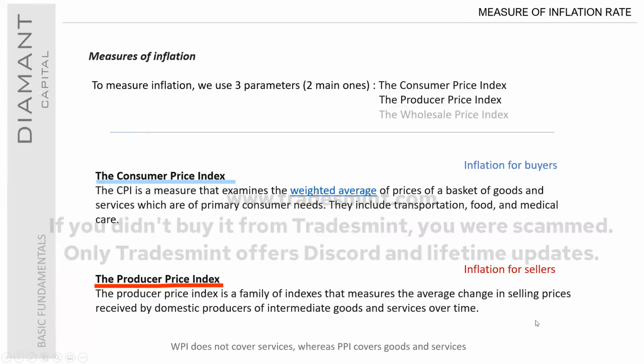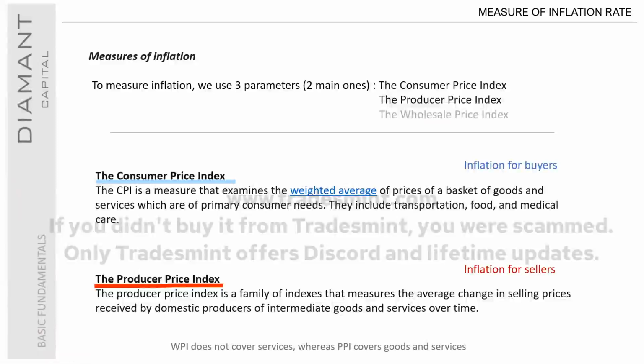So these are the main two that we look at. The WPI, the wholesale price index, doesn't cover services, whereas PPI covers goods and services. Hence why we don't use the WPI as much. But of course, it's always good to know what it actually is.